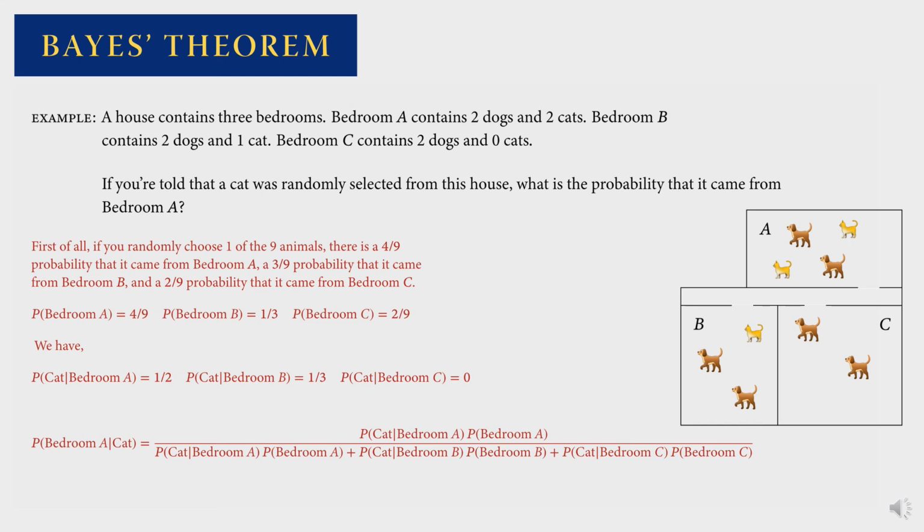Looking at the probabilities of cat given bedroom, if you're told that the animal comes from bedroom A, there's a 2/4 or 1/2 probability that it's a cat. If it comes from bedroom B, there's a 1/3 probability that it's a cat, and there's 0 probability that you get a cat if the animal comes from bedroom C.